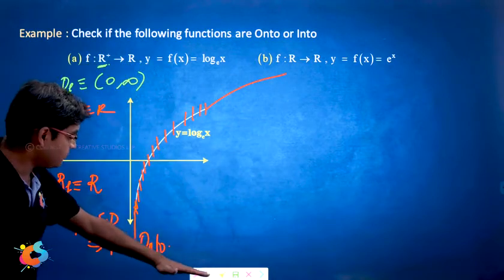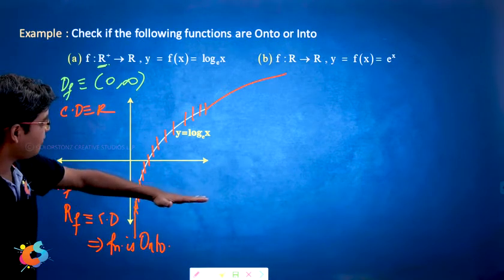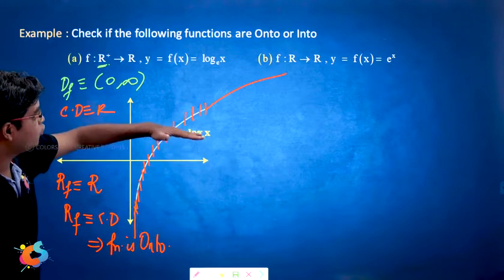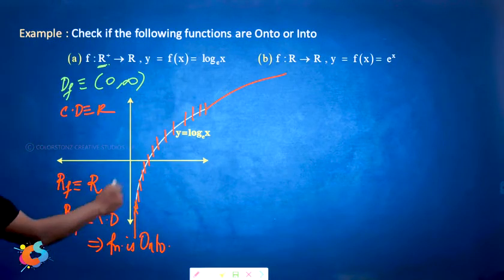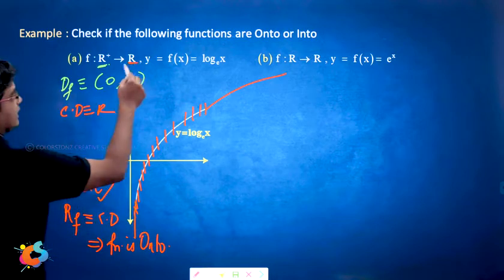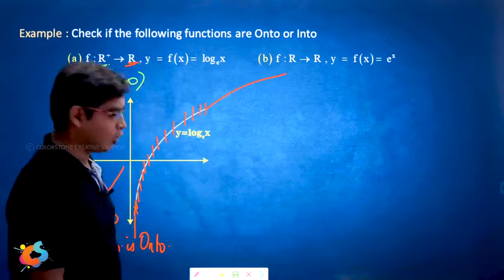So therefore, the y value starts from minus infinity and no y value is missed, and as you go above and above, all the y values are taken. So therefore, the range has become all real numbers. Here clearly it is given that the codomain is real numbers. So therefore, it is an onto function.